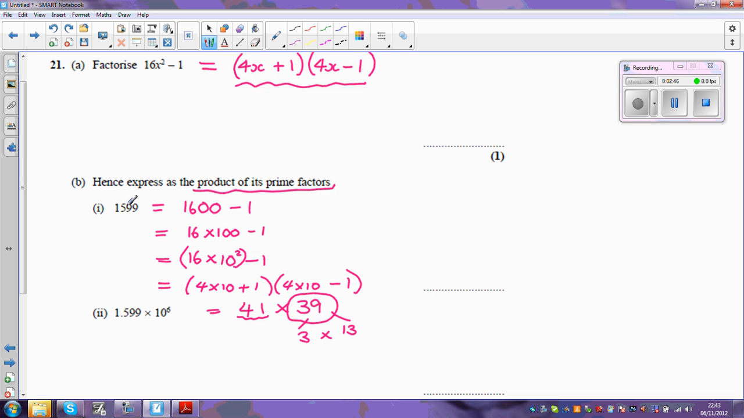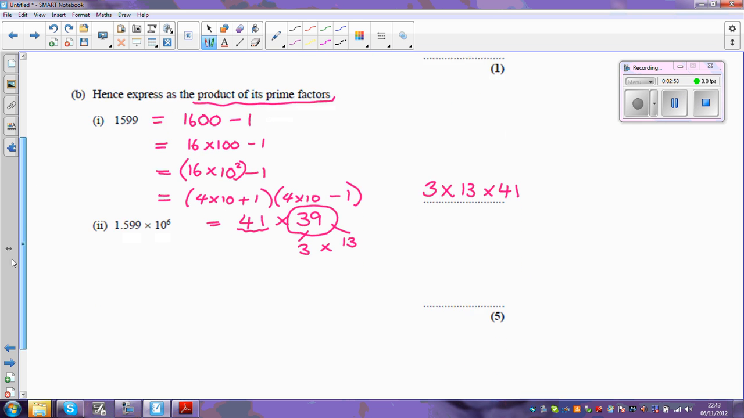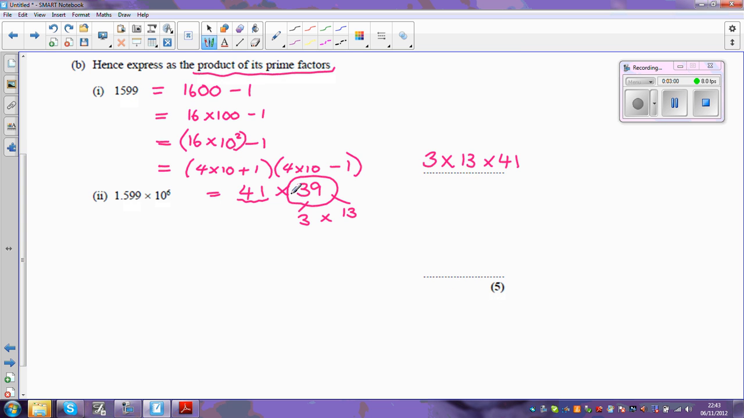In other words, 1,599 is the same as, and I'm just going to write them in increasing order, 3 times 13 times 41. Okay, and it's quite a sneaky way of being able to find a pretty nasty number as the product of its prime factors.